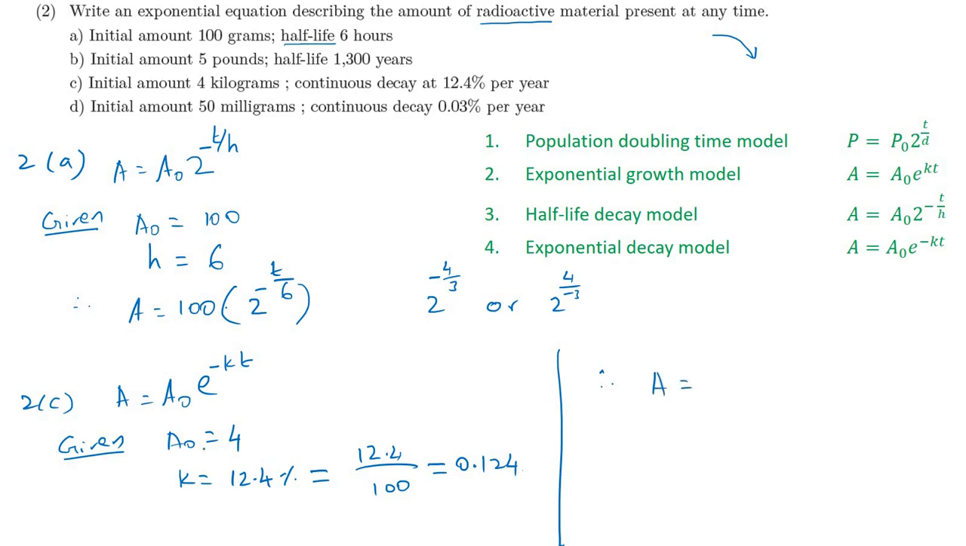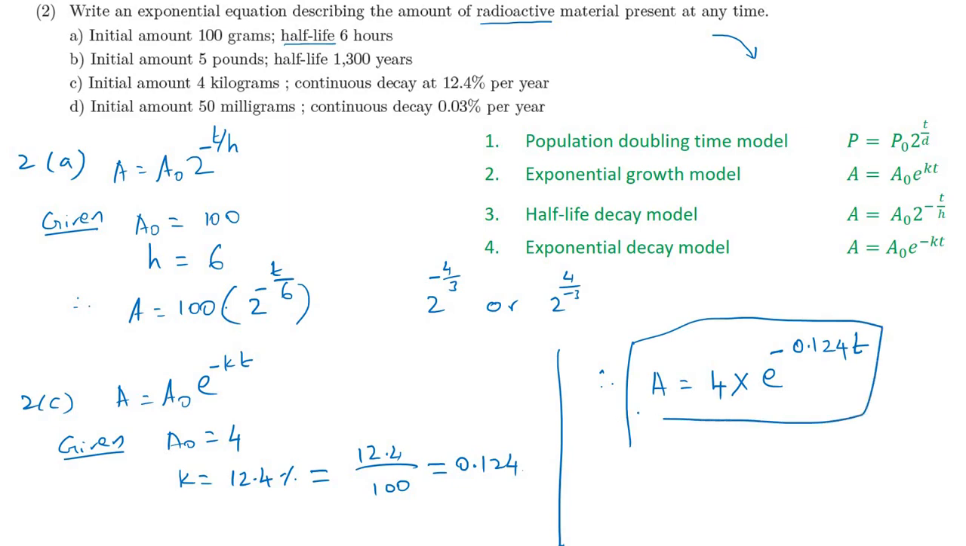Now you can write the model. Therefore, A equal to A naught value is 4. If you want to put multiplication, put carefully, don't confuse this one with X. This is multiplication. E power minus K value, just now I have calculated 0.124. Then T value, it is at any time, so it is T. That's all. It's finished. Okay, so this is the way how to create the function. Yes, this is exponential function.